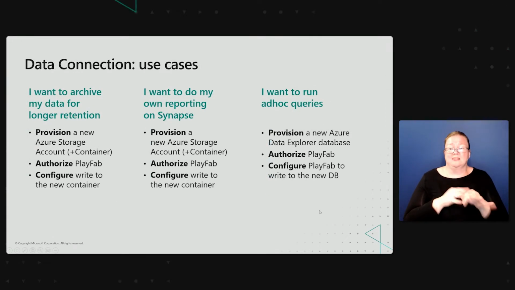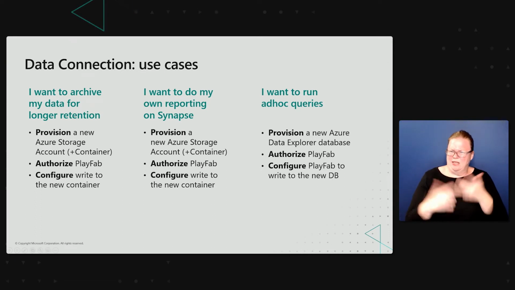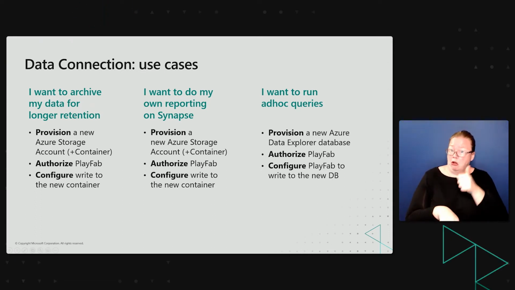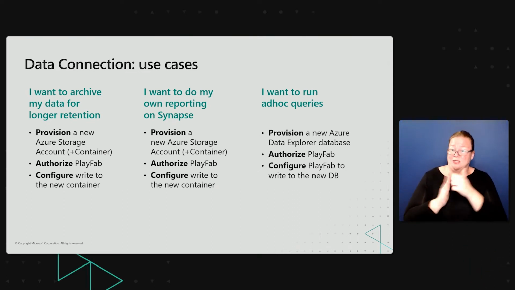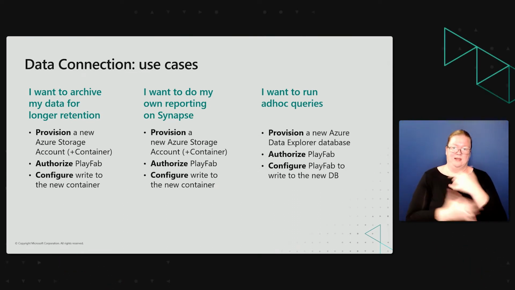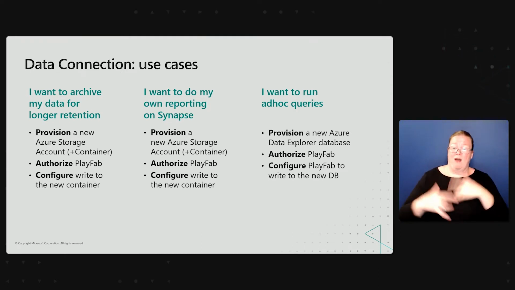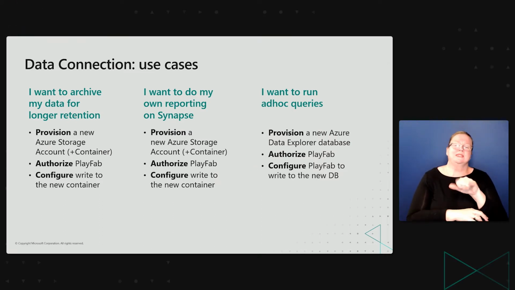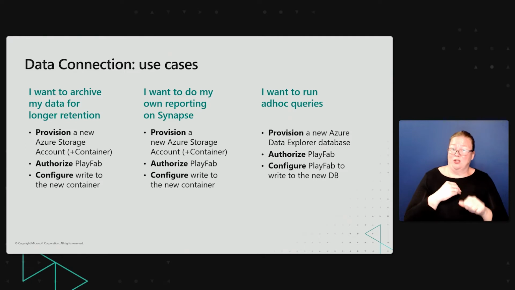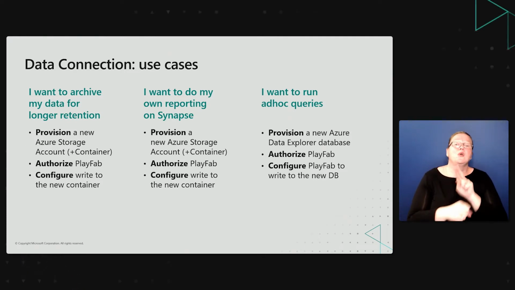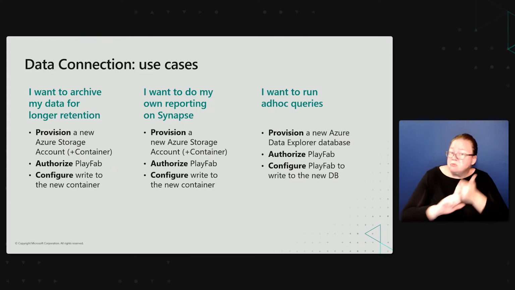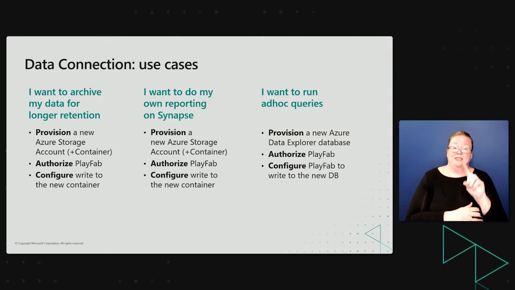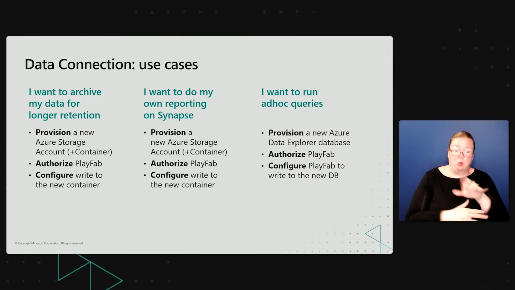Some scenarios of when data connections can be used. If you want to retain your data for longer retention, you can provision a new Azure storage account and container. You then authorize PlayFab into that container, and your events and data would start showing up. If you want to do your own reporting, you can set up a Synapse instance on top of this Azure storage and start building your own reports using Spark jobs. If you want to run your own ad hoc queries, you can trigger ingestion into Azure ADX from the generated blobs and start querying and interacting with your data on your custom ADX resource.